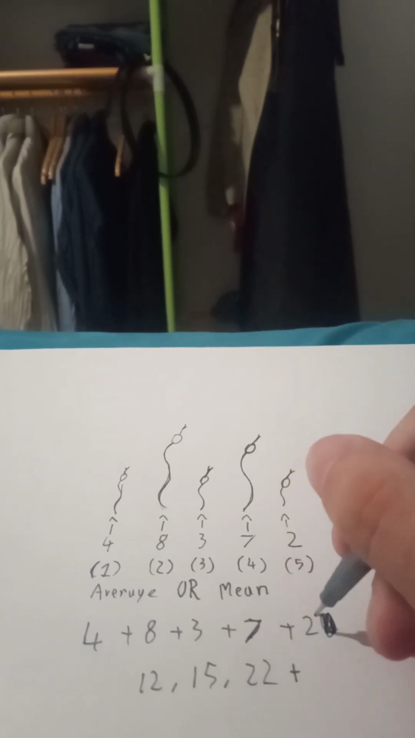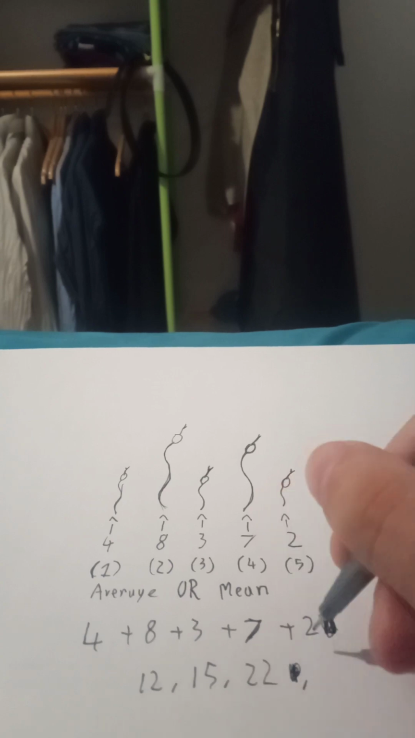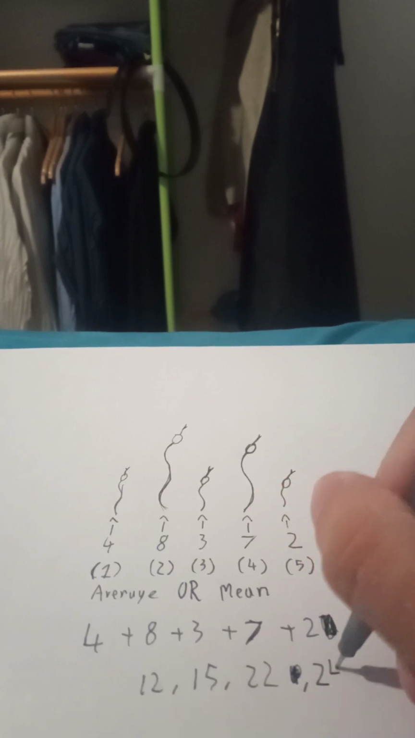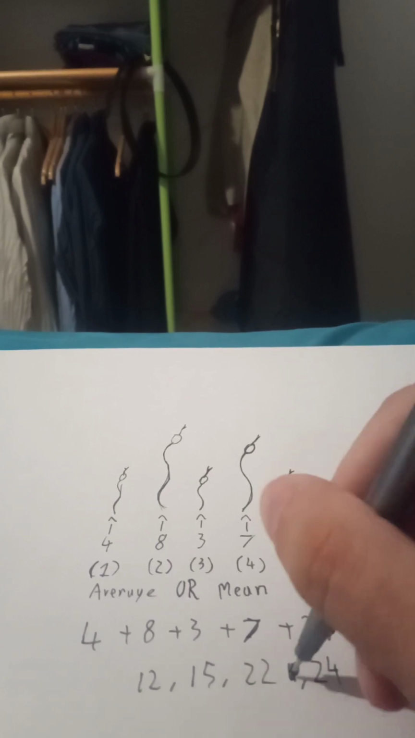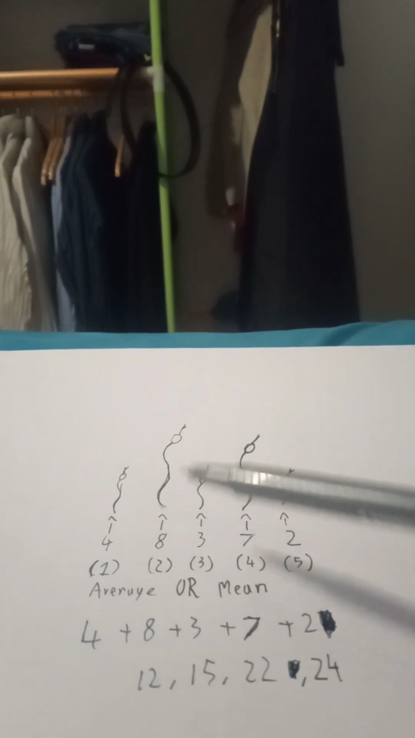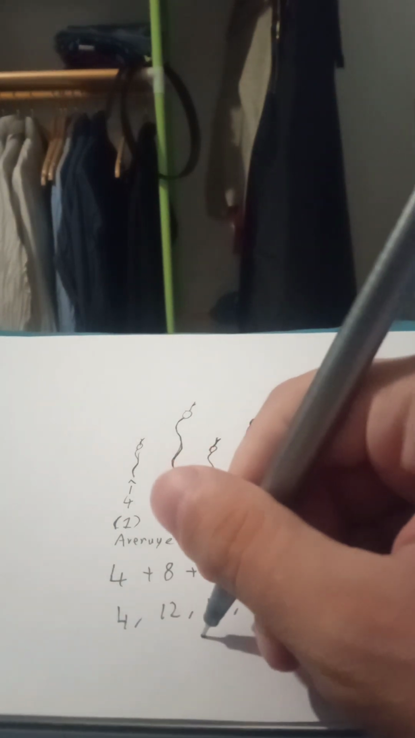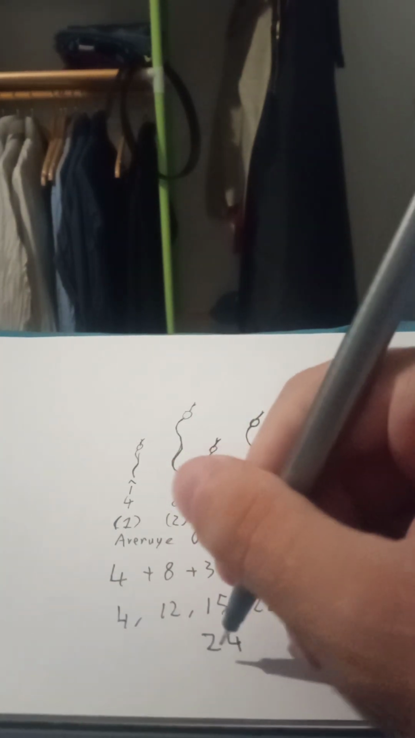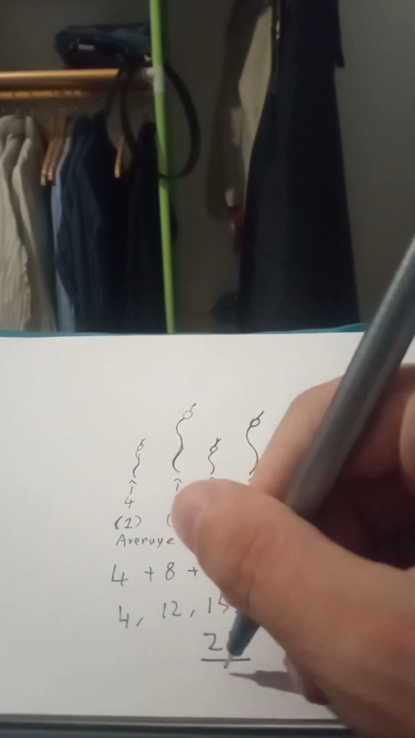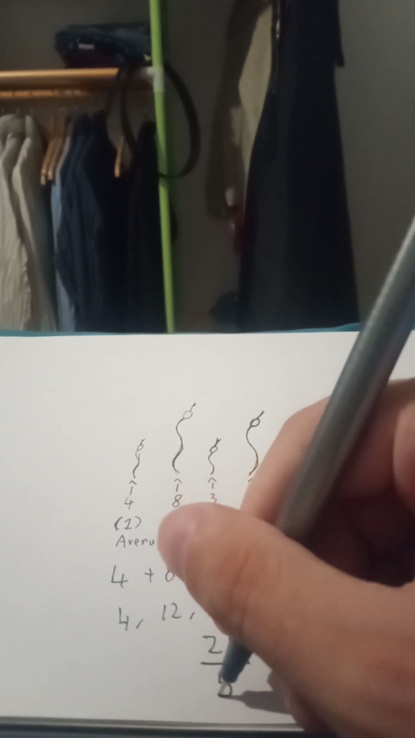And then I'll put another 2 there, forgive me. I'm messing up my notation now, but we've got 24 at this point. Just ignore my mistakes. So we've got 5 of these. So what we're going to do is take our 24, and then divide it by 5.